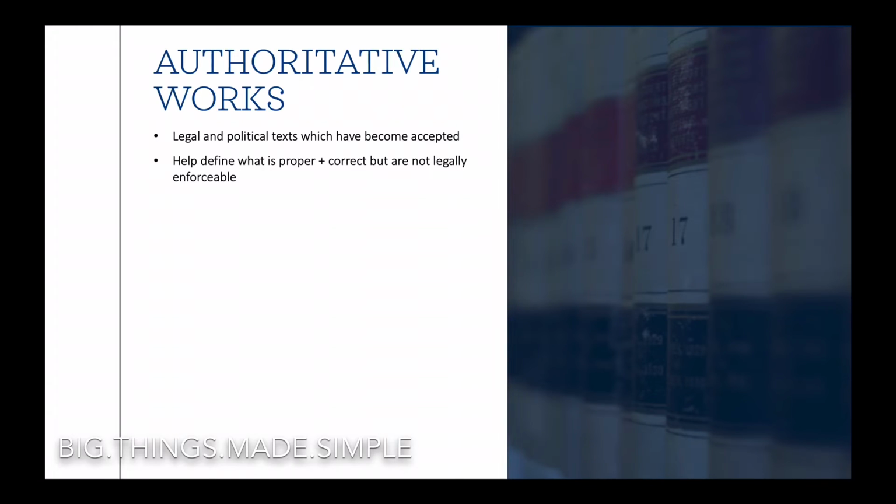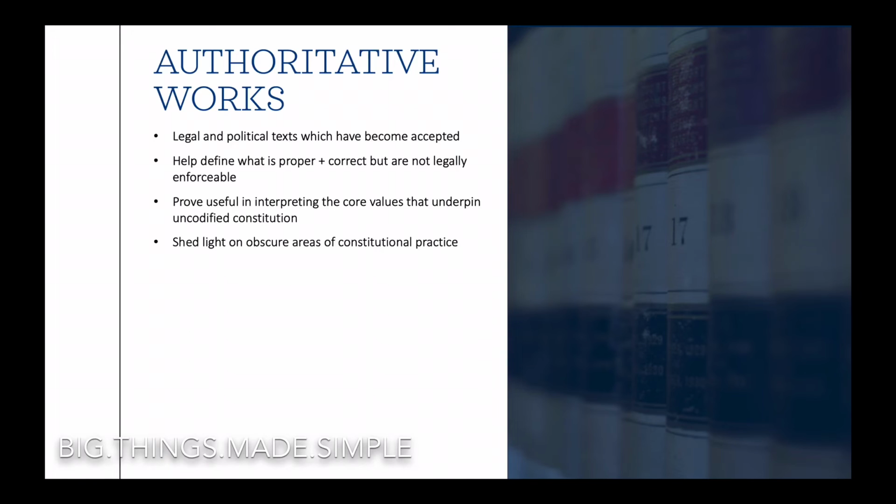These works prove useful in interpreting the core values that underpin the uncodified constitution and shed light on obscure areas of constitutional practice in cases of conventions and how rules and principles should be applied in practice. Examples of these include Erskine May's Treatise on the Law, Privileges, Proceedings, and Usage of Parliament, 1844, which is commonly regarded as the Bible of parliamentary practices.